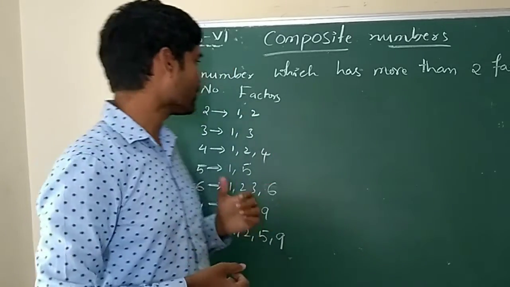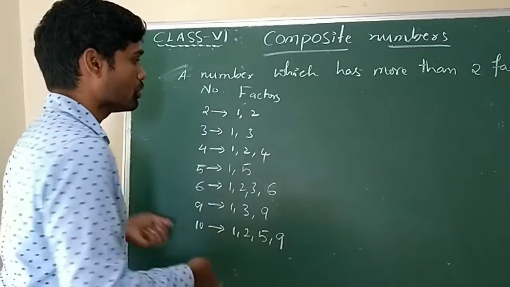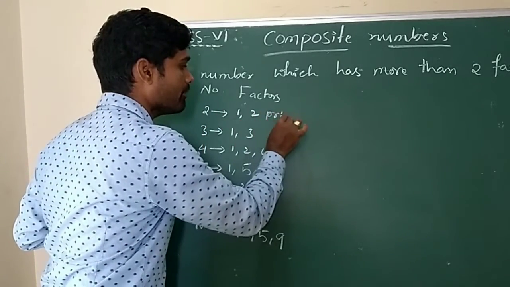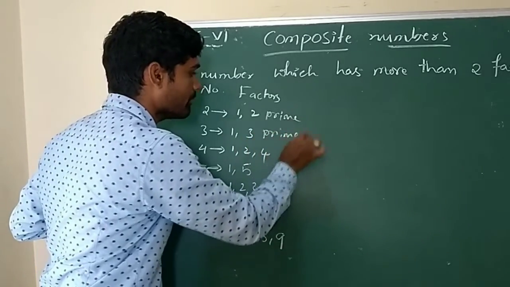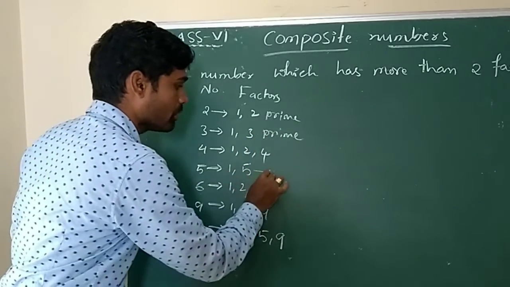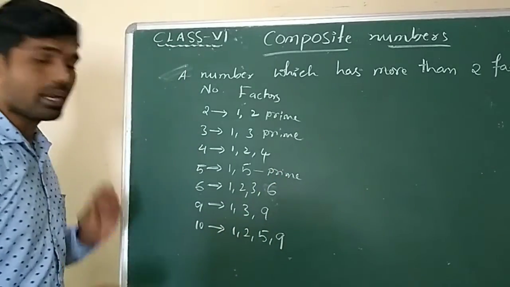So let us observe here. We know the number 2 and its factors 1 and 2. So this is a prime number. This one is also having only two factors, so this is also a prime number. And this is also having only two factors, so this is a prime number. So no other prime number.